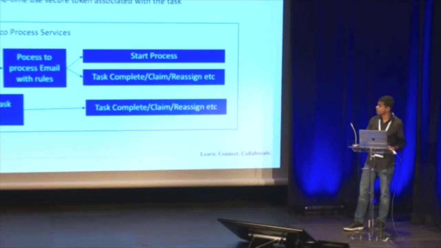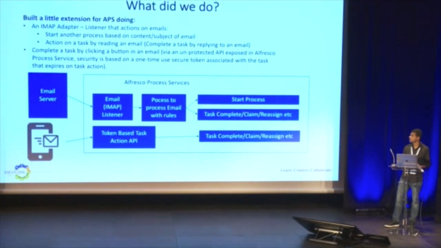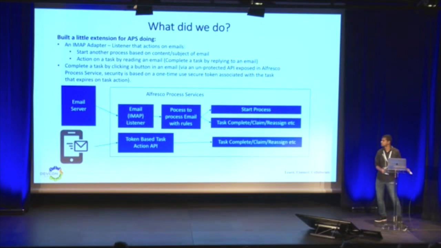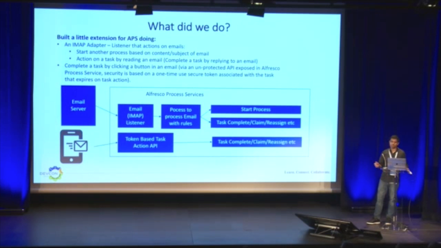We built a little extension that's an IMAP adapter that can listen to emails and kick off a process. And that process will do things like start another process by using rules created using our DMN feature, or start another process if the subject contains this or the message contains this, or action a task, verifying that it's coming from a valid user who has a valid task assigned to him, so he can complete that task.